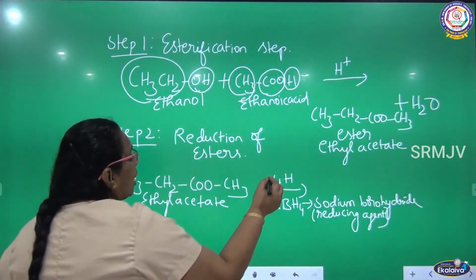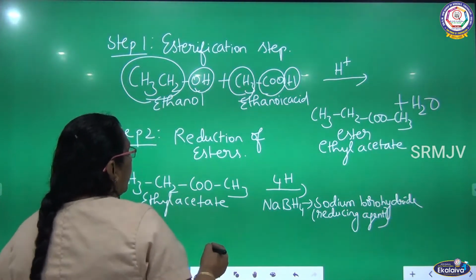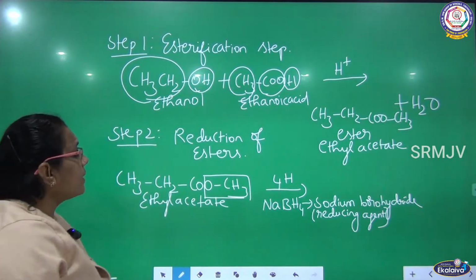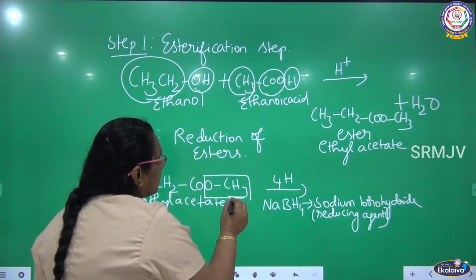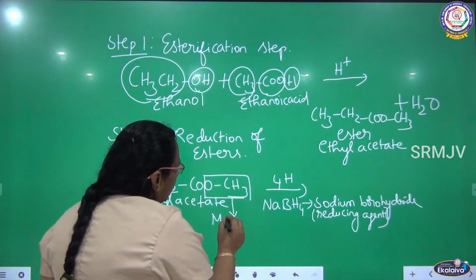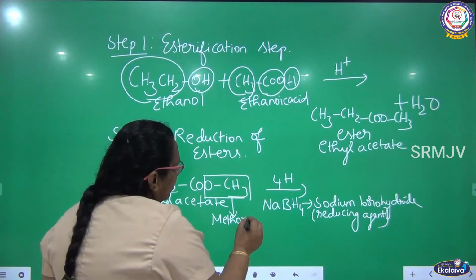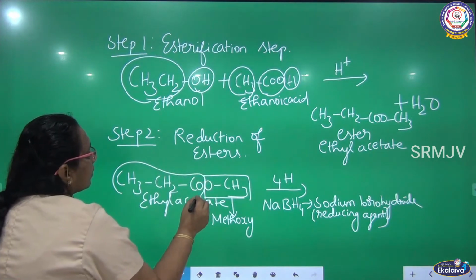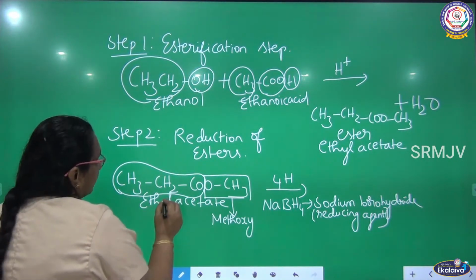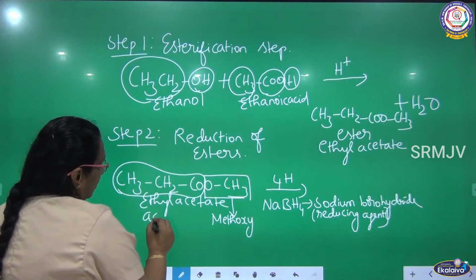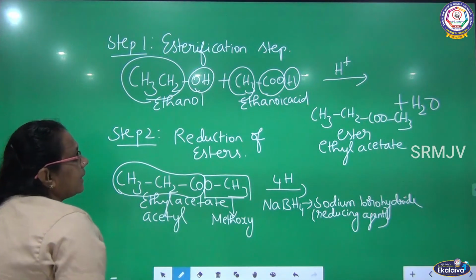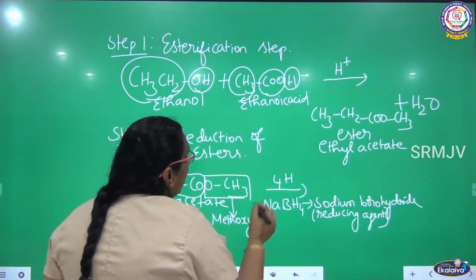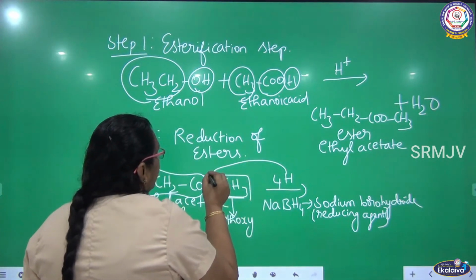Listen here. Out of 4 hydrogen, I am going to split the compound like this. See this group. What is this group? Methyl plus oxy, methoxy. So this is methoxy group, alkoxy. Okay. What is this group? Acetyl group. So this is methoxy, this is acetyl group. Okay. So out of 4 hydrogen, 1 hydrogen is added to the methoxy group.